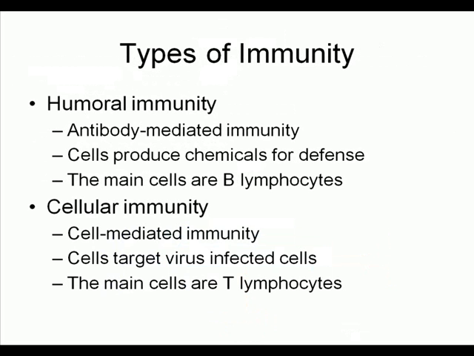There are two kinds of specific immunity. One is called humoral. The humoral immunity is antibody mediated, where cells actually make chemicals that go out and do the defense. The main cells of this humoral immunity system are called B lymphocytes, or B cells. The other kind of specific immunity is called cellular immunity. In this case, the main cells that do cellular immunity are called T lymphocytes, or T cells, and the cell itself carries out the attack. So in cellular immunity, it's the cell that carries out the attack. In humoral immunity, the B cells actually make a substance, an antibody, that goes out and does the defense itself.